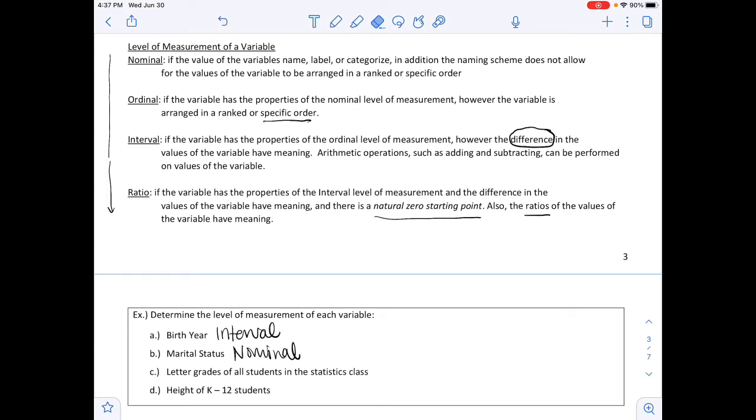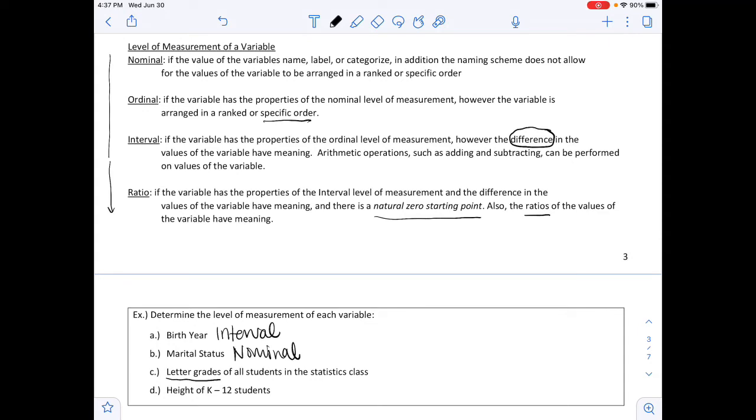Part C says letter grades of all students in a statistics class. So again, everything starts off being nominal level of measurement. Ordinal means that you can put these in some kind of order and it makes sense. Being letter grades, we can rank them from highest to lowest or lowest to highest. So either A to F or F to A, and that would make sense.